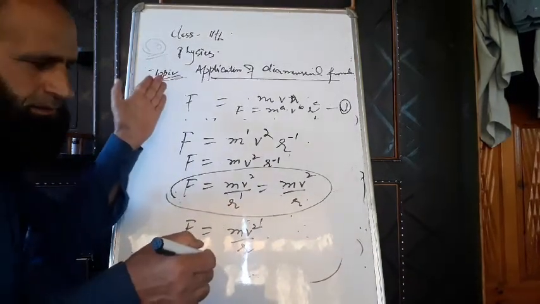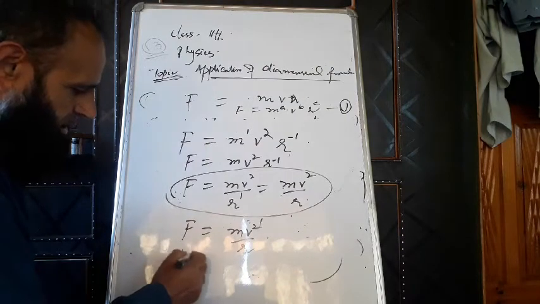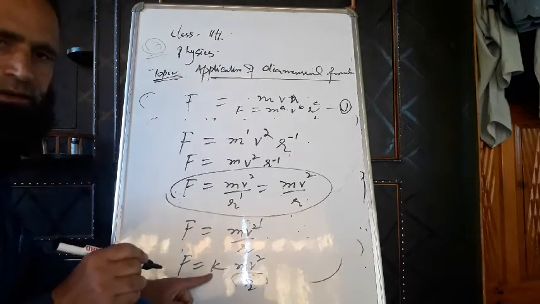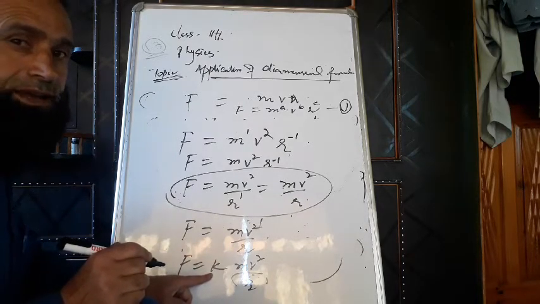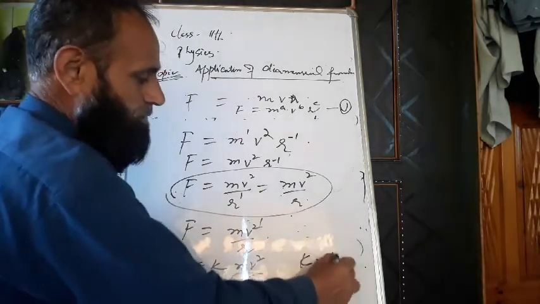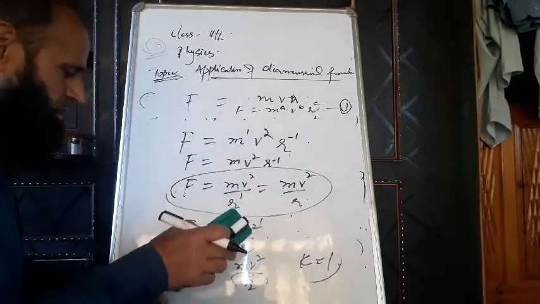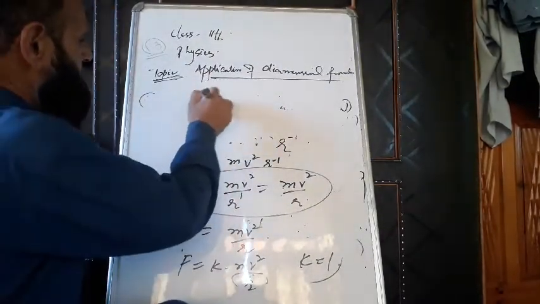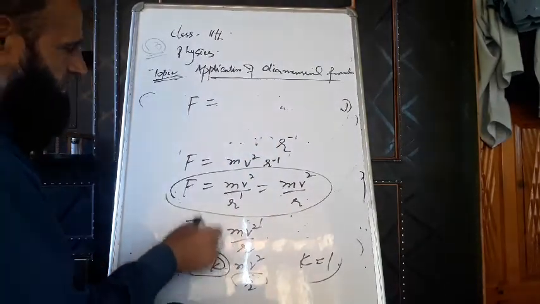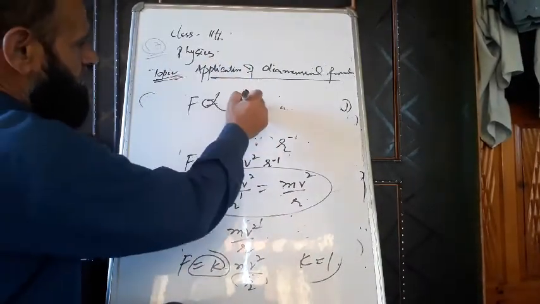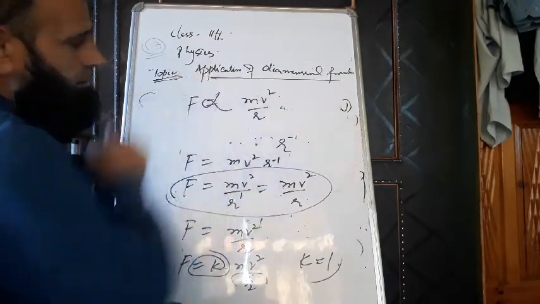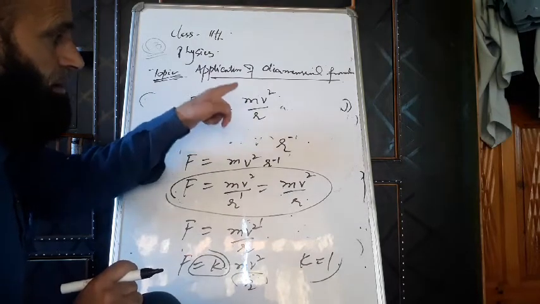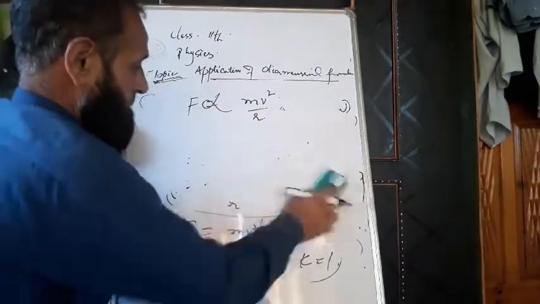Also, we have earlier taken the constant term: F is equal to K mv square by R. This was our K, which we have taken as 1 in SI units. If we remove this K, then F is proportional to mv square by R. So the centripetal force is directly proportional to the mass.